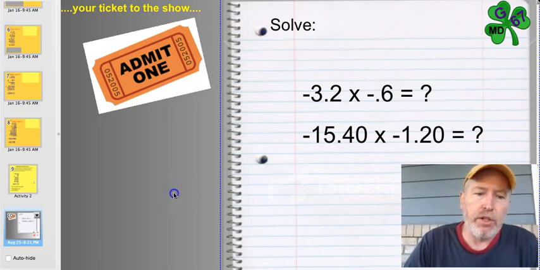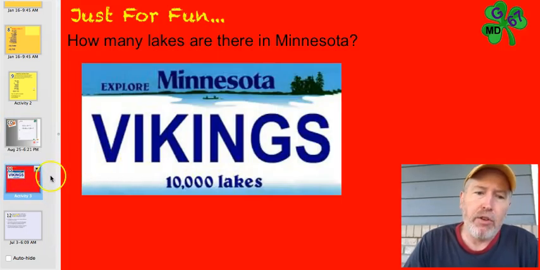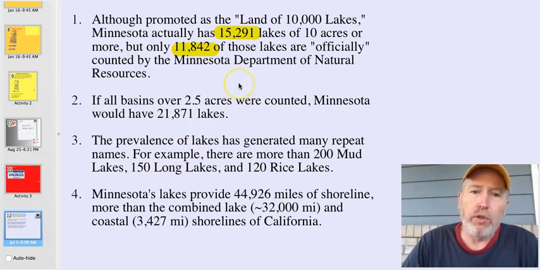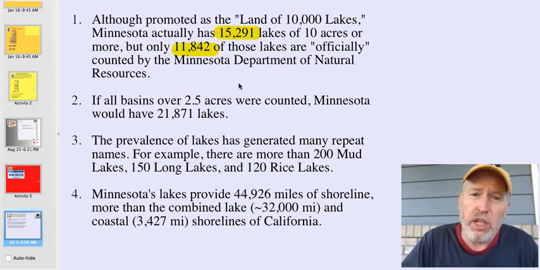All right, and the answer to today's trivia question. How many lakes are there in Minnesota? Well, more than 10,000. Although it's promoted as the land of 10,000 lakes, it actually has 15,291 lakes of 10 acres or more. But officially, the DNR, Department of Natural Resources in Minnesota, only says that 11,842 of them are officially counted.